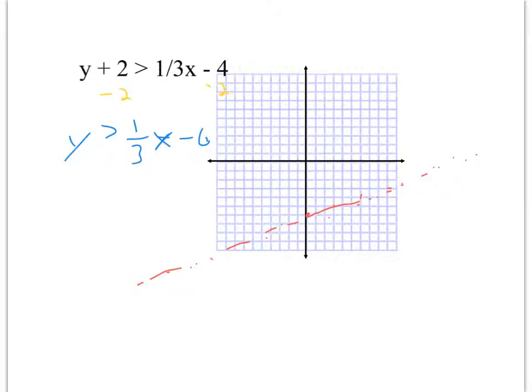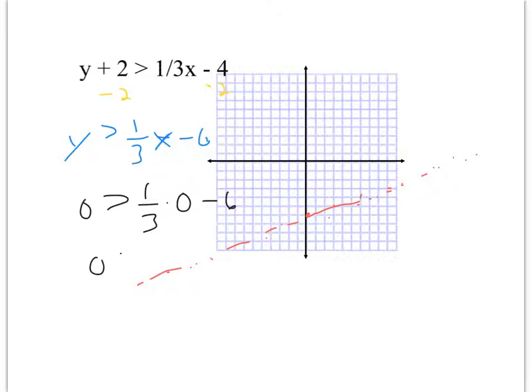And I'm just going to throw in an ordered pair. The easiest ordered pair I'm going to plug in is 0, 0. I can plug it back into the original, or I can plug it in here. Let's do it right here. That's probably just as easy. So I'm going to let y equal 0, is greater than 1/3 times x, which is 0, minus 6.